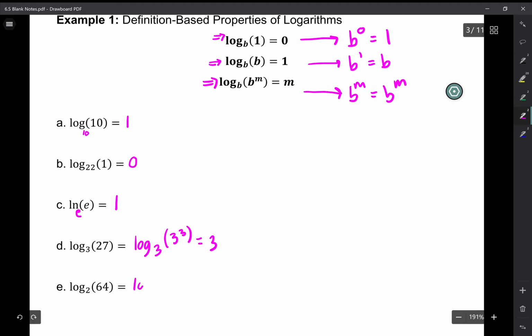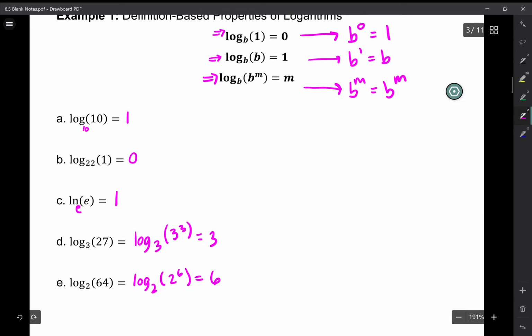Finally, log base 2 of 64. 64 is a power of 2. I think it's 2 to the 6th. Yeah, it is, 2 to the 6th. 2 to the what equals 2 to the 6th? The answer is 6. I really like these definition-based properties of logarithms because I don't have to memorize them. If I rewrite it in exponential form, I can figure out the answer anyway, and I don't like memorizing things very much.